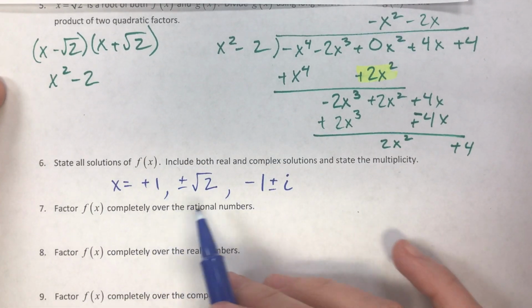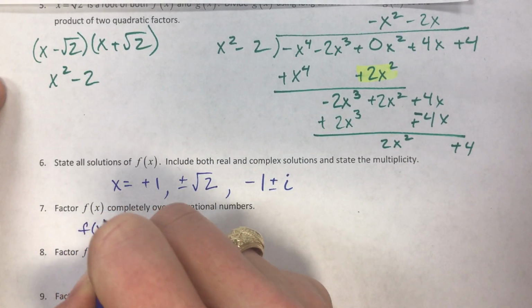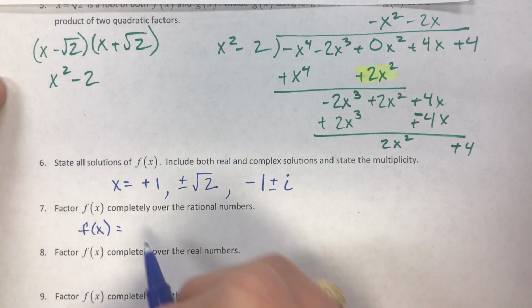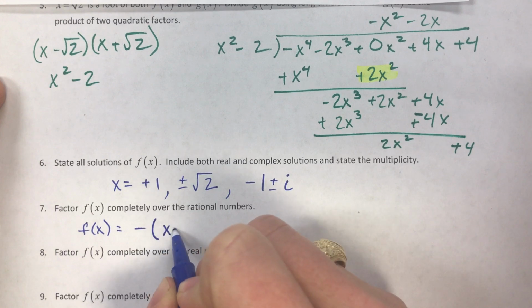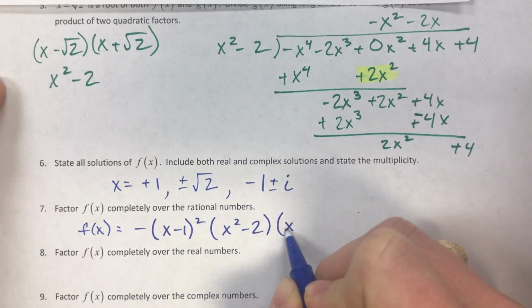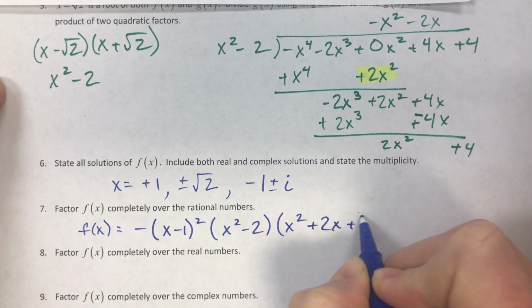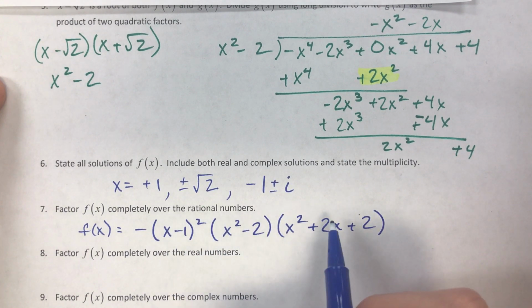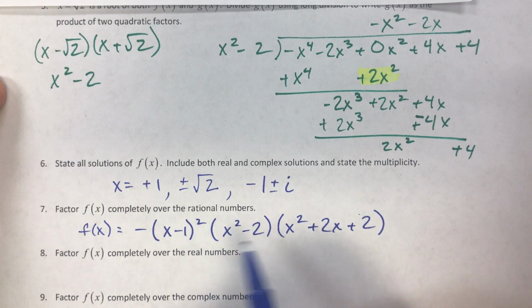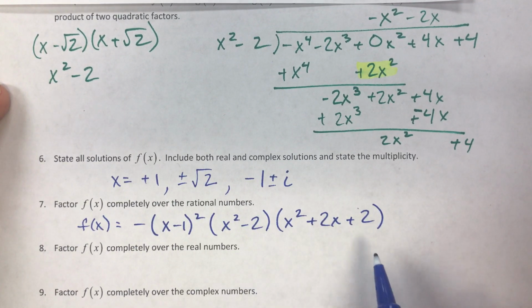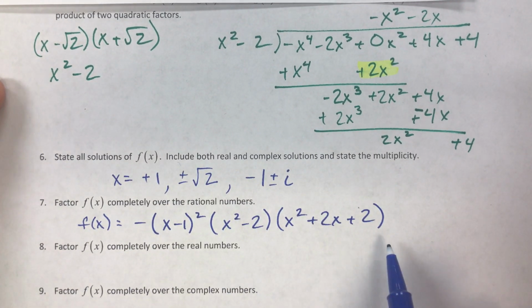Okay, so now it says factor f of x completely over the rational numbers. And that means that all of my coefficients need to be rational. And so that was what we saw just a second ago. X minus 1 squared times x squared minus 2 times x squared plus 2x plus 2. So if I factor any farther, now notice this is linear, but these 2 are both quadratic, which means these 2 can both be factored farther. But if I try to, they are no longer rational. Okay, so this is as broken down as I can get it without leaving the world of rational numbers.